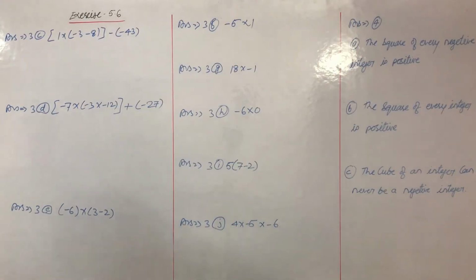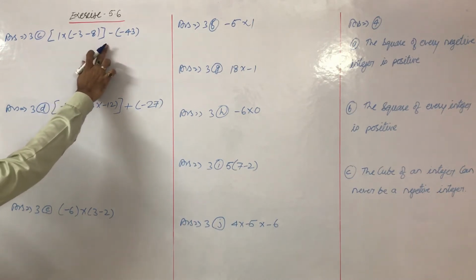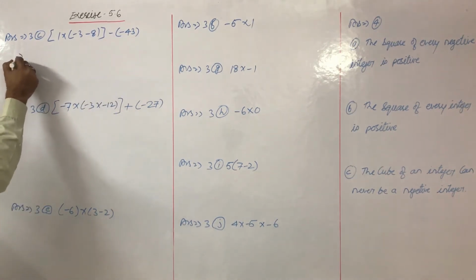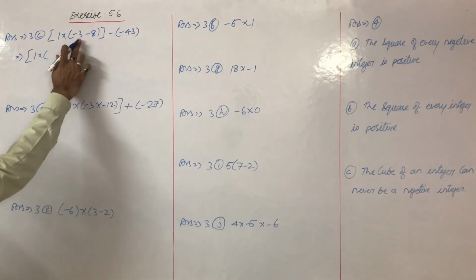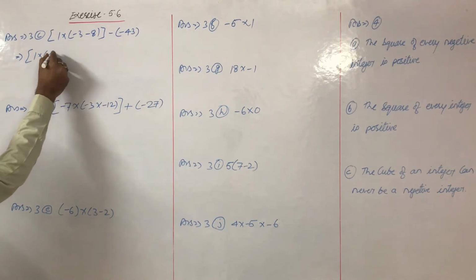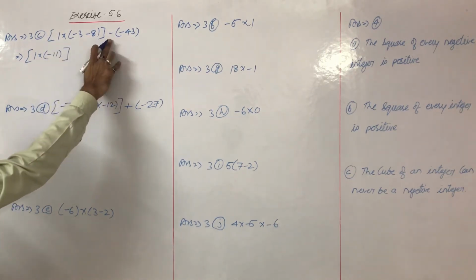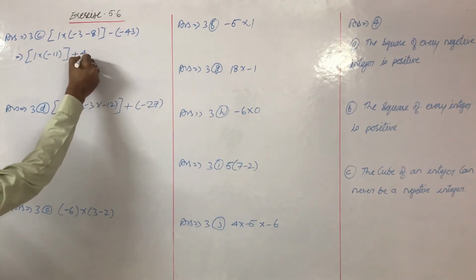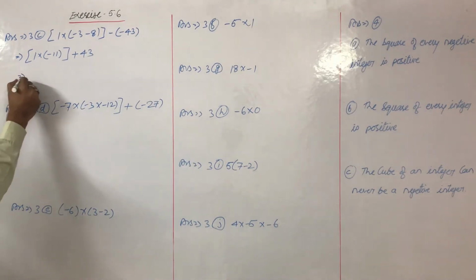Next question number 3, part C. 1 into in bracket minus 3 minus 8 bracket closed minus 43. So in this question it's better to solve this first. So minus 3 minus 8 is minus 11 bracket closed, then square bracket, and minus minus plus. So plus 43. Then what next?